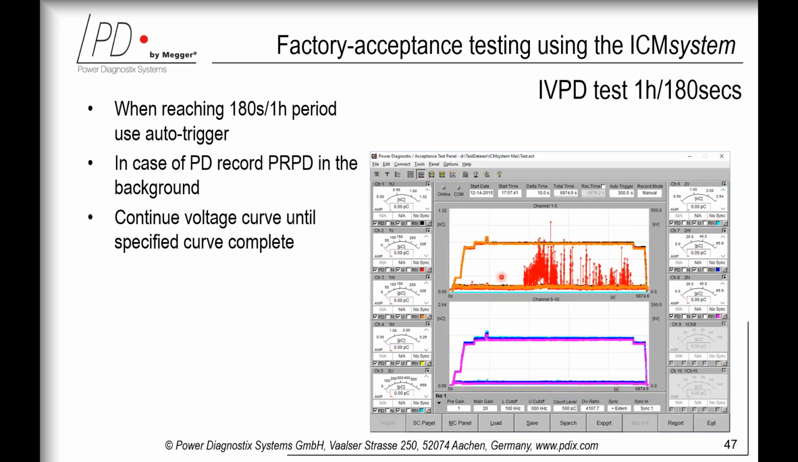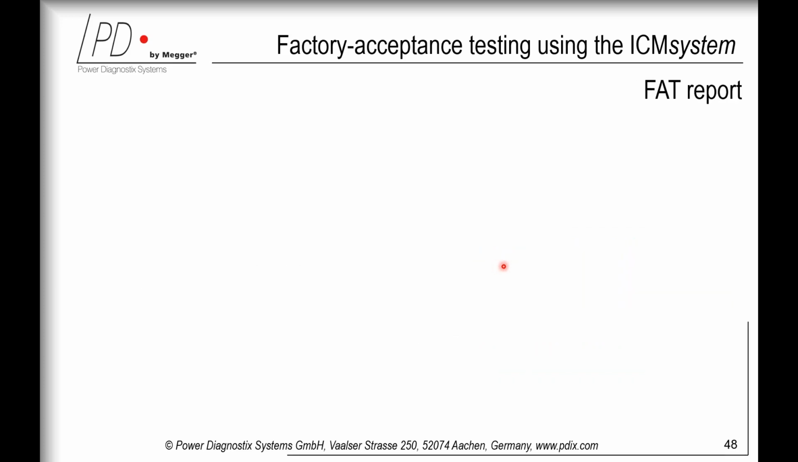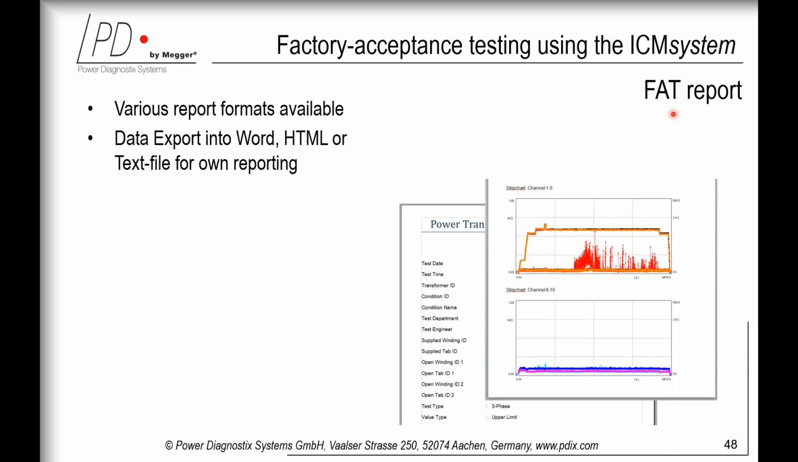Then you continue the voltage curve until the specified curve for your specimen is complete. You stop and save the measurement. And in case of a successful measurement, you now come to the FAT report, the factory acceptance report, later on. In case of a passed PD test, the only thing left is preparing the documentation. Here are two options. First, more or less a raw data export into Word, HTML, or text files. This way, you can easily import the measurement data into your own report templates. The second option is a ready-to-go report.